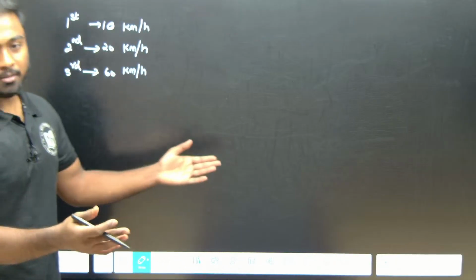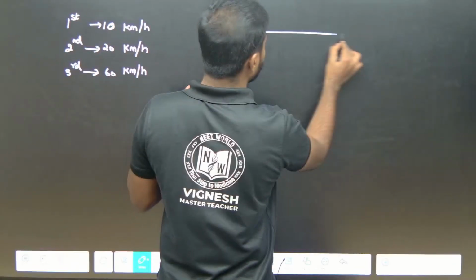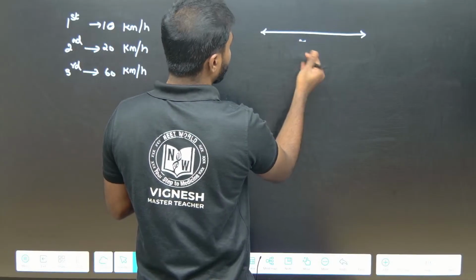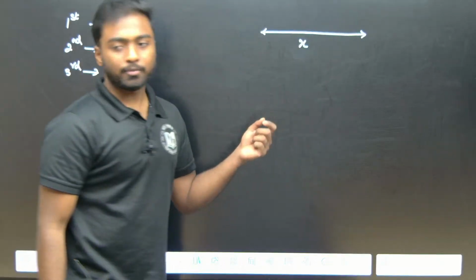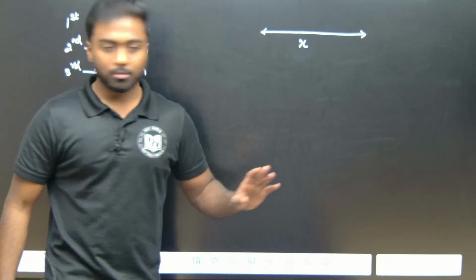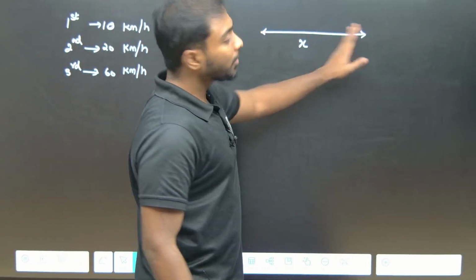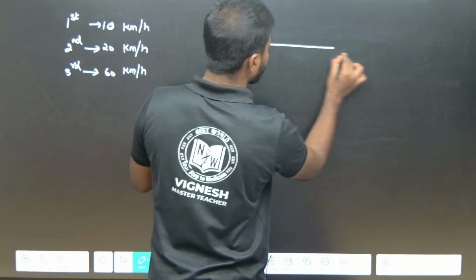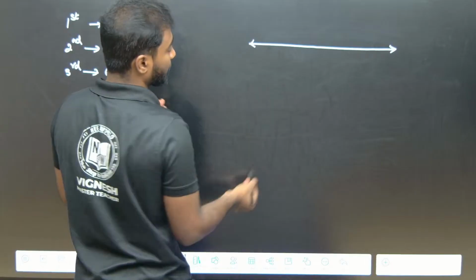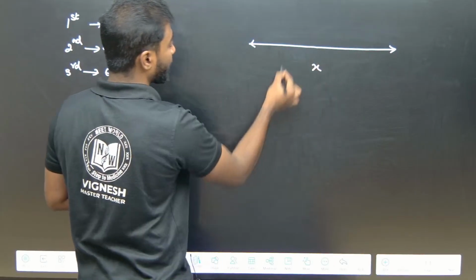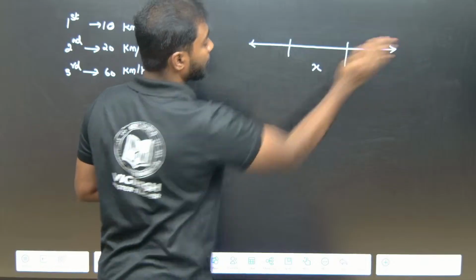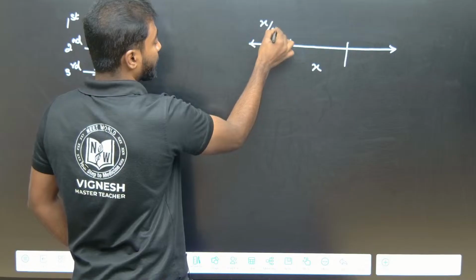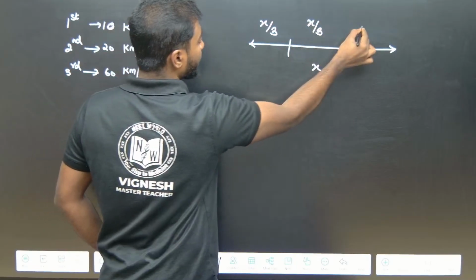The total distance we can take as x or s, whatever, depending upon the terms we are proceeding with. Right now the total distance is x, and we divide it into three parts: first part, second part, third part. So total x means this is x by 3, this is x by 3, and this is x by 3.